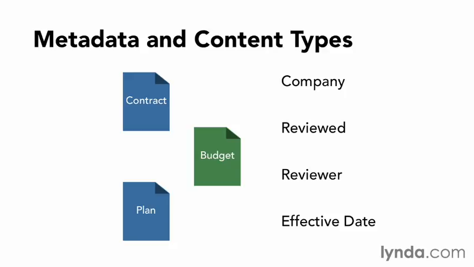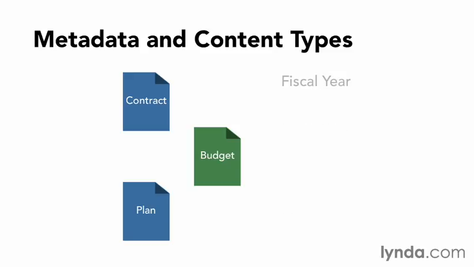These are the types of metadata that I'd like to have for a contract, but they're not the metadata that I need to have for a budget. For a budget, I want to know what the fiscal year is and the scope of the budget. Is it for the enterprise or for a division, for a particular team, or perhaps for a retail store? And I want to know who owns this budget.